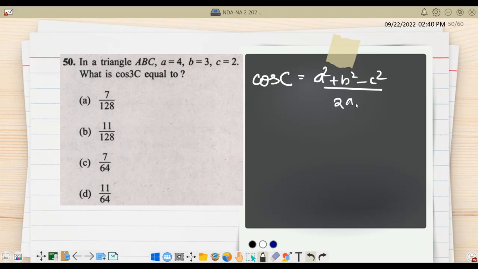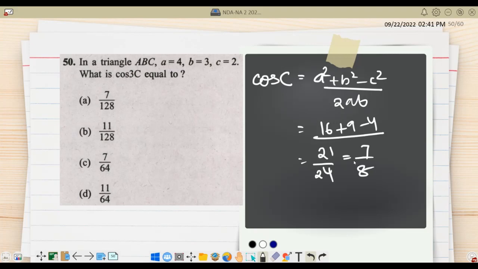It's a square plus b square minus c square divided by 2ab. Right, this is going to be 4 square plus 3 square minus 4, 16 plus 9 minus 4, that's going to be 25, 21, right? 21 divided by 2 into ab, 24. So 21 by 24, that is 7 by 8. So cos C is 7 by 8.